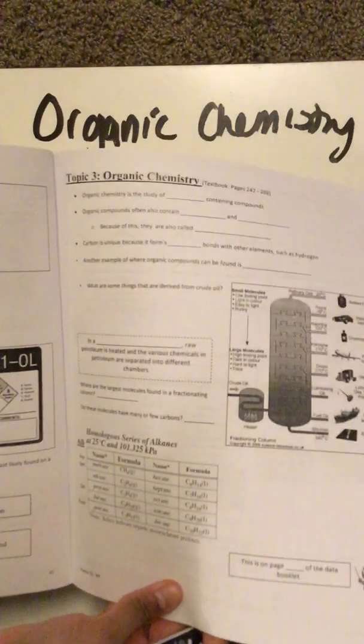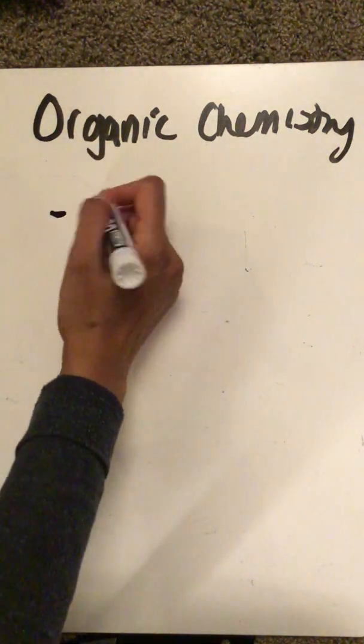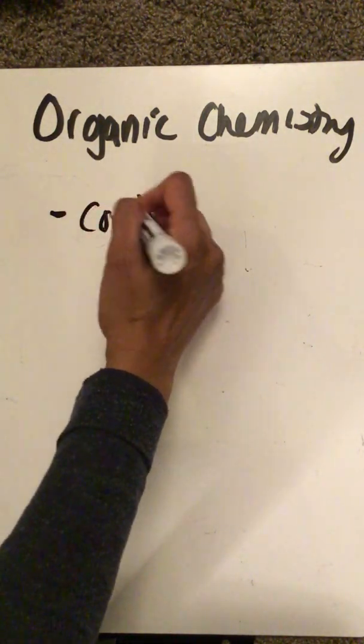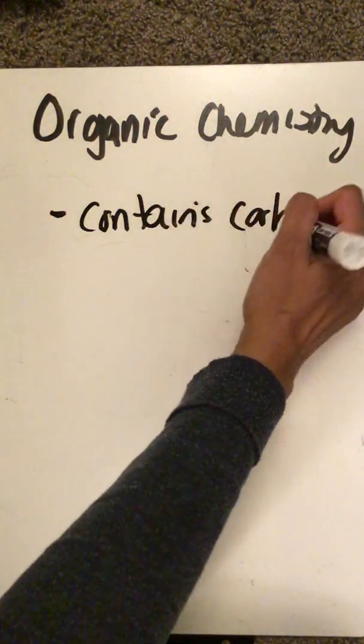I am going to be doing organic chemistry for Science 30 this week. So when I talk about organic chemistry, I'm talking about anything that contains carbon and hydrogen.